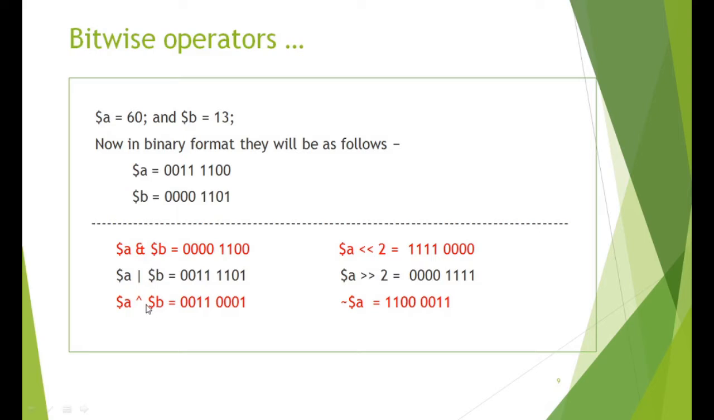Exclusive OR: if both the bits are the same, like 0, 0 or 1, 1, then the result will have a value 0. If the bits in the two operands are different, then you get a 1 here. Shift left will shift the bits left, and this will be the right shift, and this will be flipping the bits.